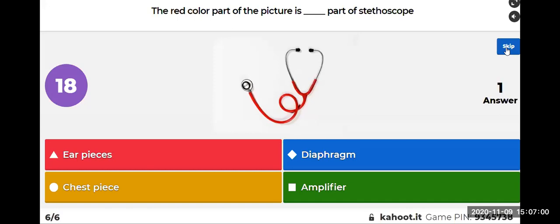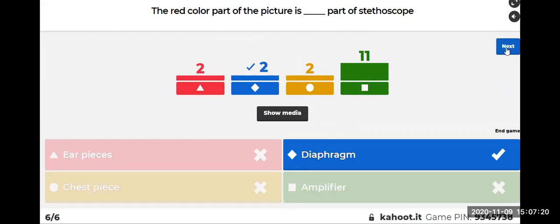The red part of the picture is dash part of stethoscope. Diaphragm, right? It is diaphragm. Earpiece and chest piece, right? Earpiece is basically the one which is inside the ear of the doctor. Chest piece is the one which is kept on the chest. Okay, so just diaphragm.